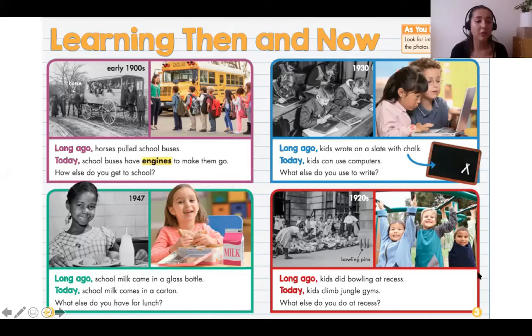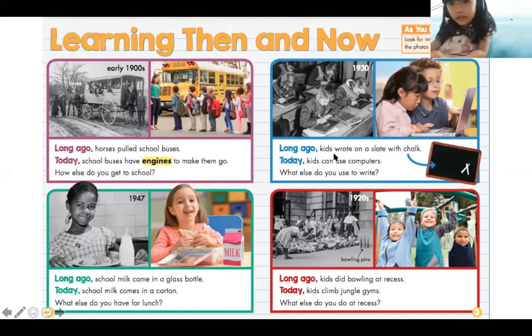Very good. So long ago, horses pulled school buses. Have a look here. This is a school bus in the early 1900s. There's a horse and many children off to school. But nowadays, we have things like school buses, motorbikes, and cars to get us to school. So it's much easier and much faster. Can you read for me, please?